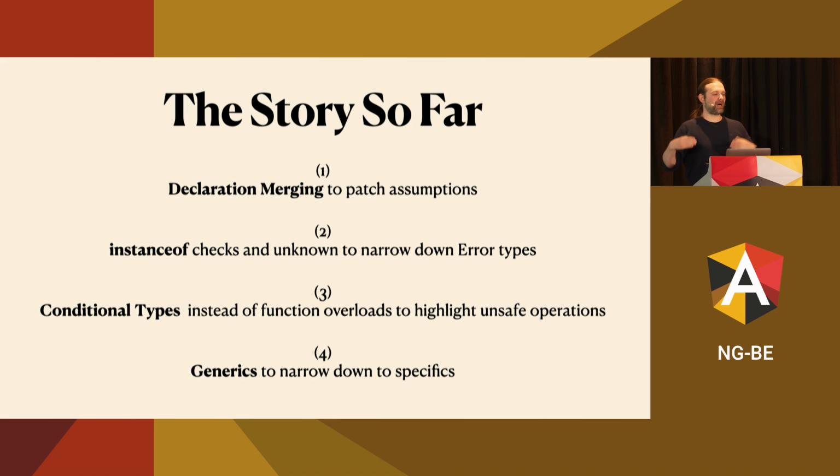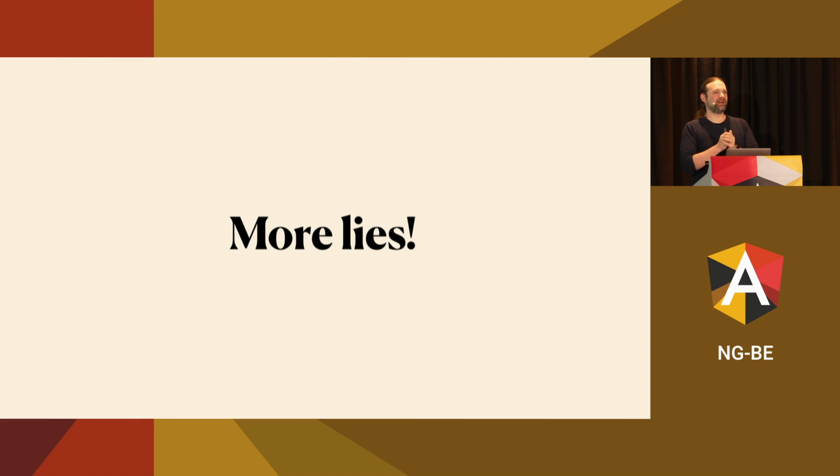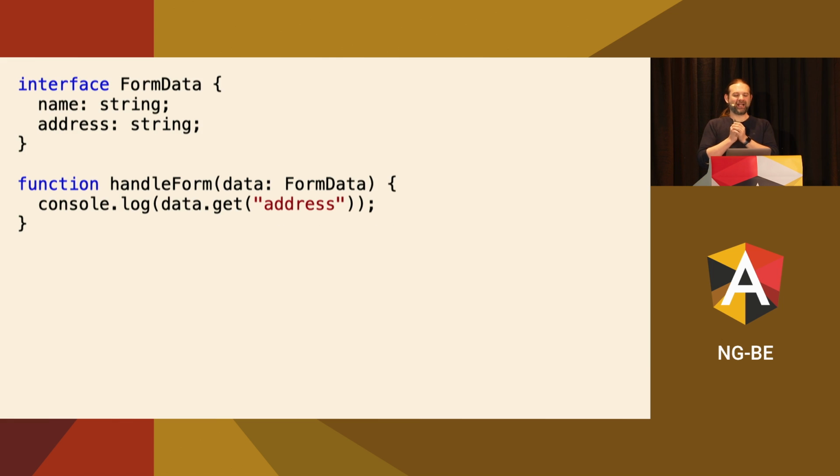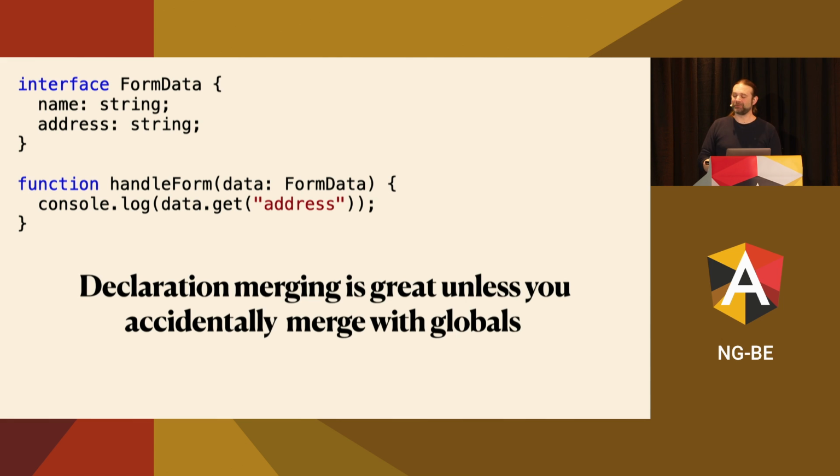Beautiful solutions for our situation, but I have to tell you, and I'm very sorry, those are also just more lies. Lies on top of lies. So, here's an interface form data. I define 2 properties, and the moment I call handle form with form data, I see that I have API available that I have never defined anywhere at all. Where is this coming from? So, declaration merging is really great unless you accidentally merge with globals. Nothing in TypeScript tells you that this is happening. You just need to figure it out that suddenly you get more for the dozen. So yeah, be aware. Declaration merging, not silver bullet.